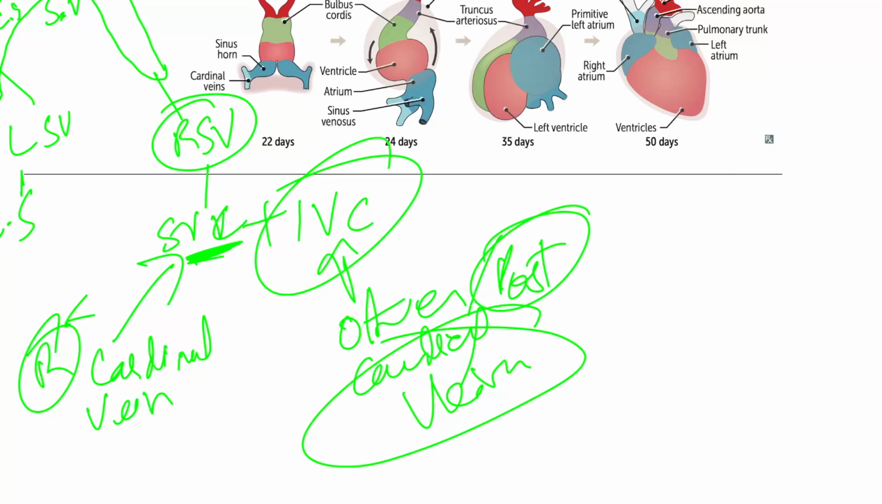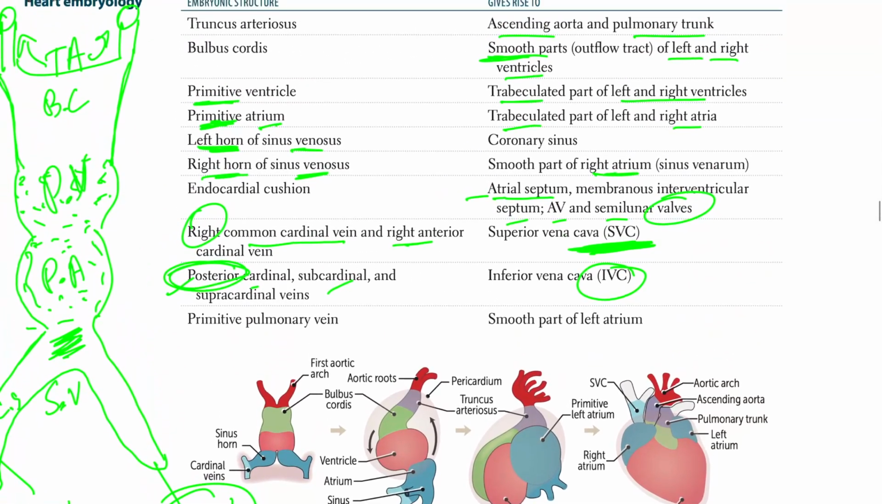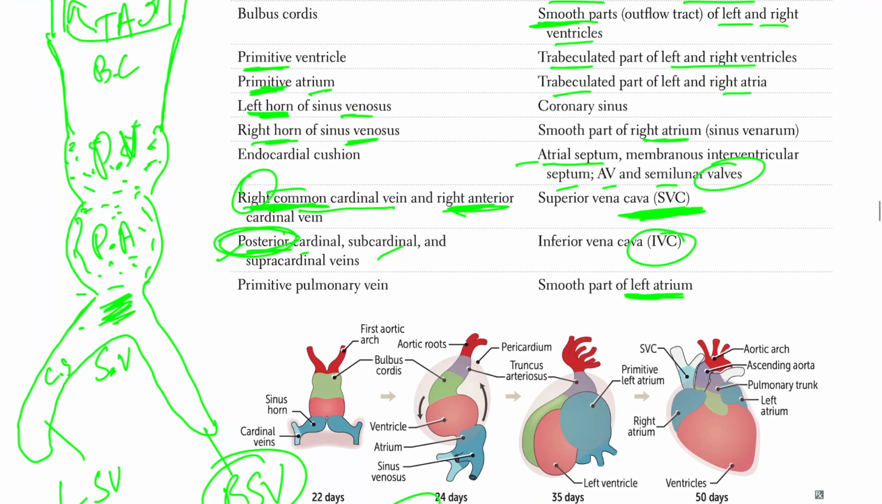Who's giving rise to superior vena cava? The right cardinal veins. Could be two things, right? Right common and right anterior. Who's giving rise to IVC? The posterior. That's important. Now, who's giving the smooth part of the left atrium, which we left here, right?